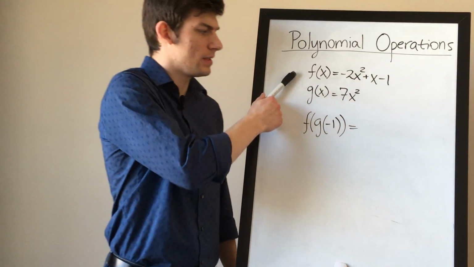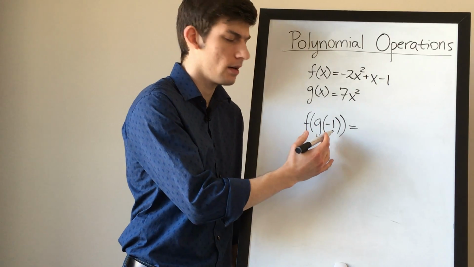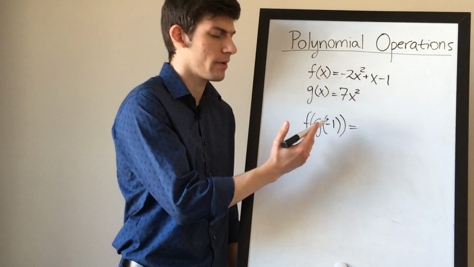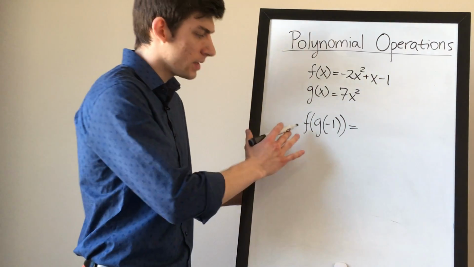So now we're given these two functions, and what we want to find is f of g of -1. So we have a number now instead of the x. What does that actually mean? This is a little bit weird.